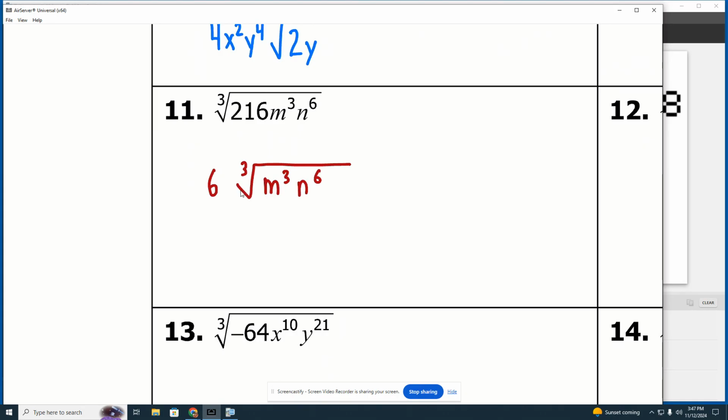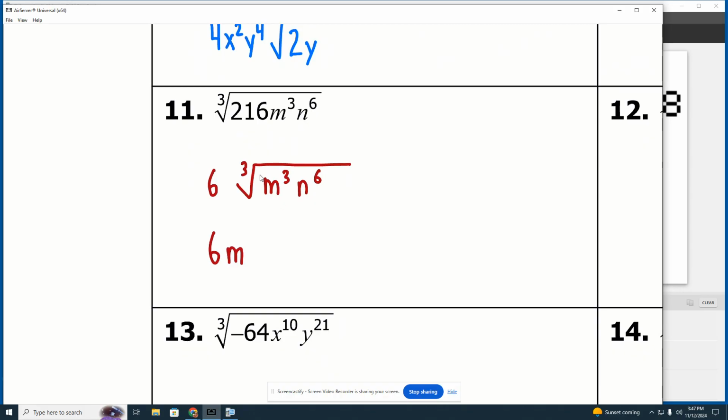So think about this, guys. In order for a variable to come out, it has to be a multiple of 3. How many times will 3 go into 3? Once, right? So m gets to come out once. Well, that's 1 times 3, which is 3. So 3 of them got to come out. So how many m's are left inside? None. They all come out.